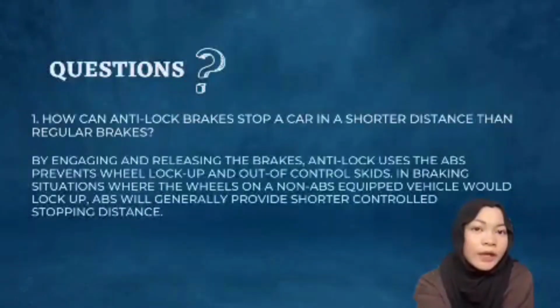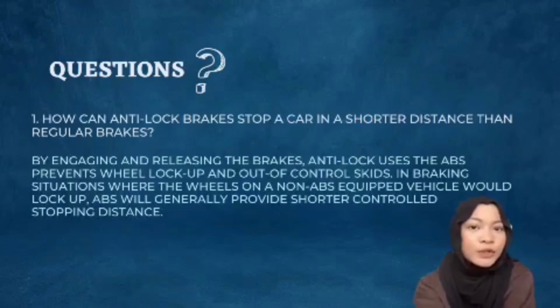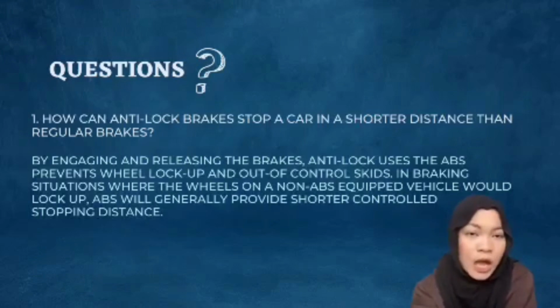Question 1. How can anti-lock brakes stop a car in a shorter distance than regular brakes? And the answer is by engaging and releasing the brakes. The ABS prevents wheel lock-up and out of control skids. In braking situations where the wheels on a non-ABS equipped vehicle would lock up, ABS will generally provide shorter stopping distance.